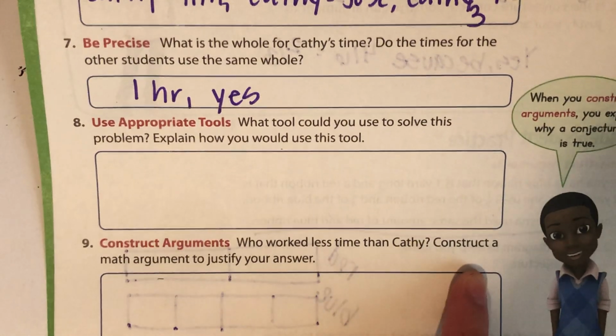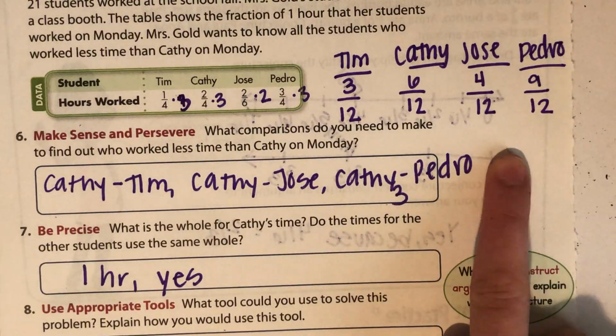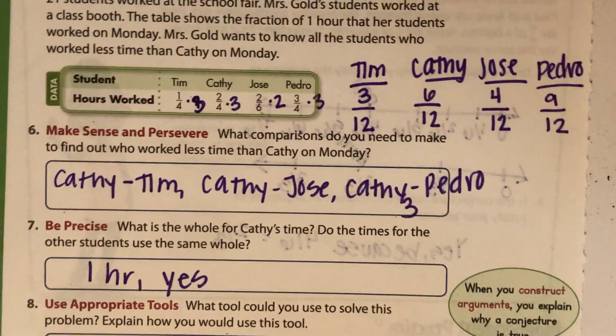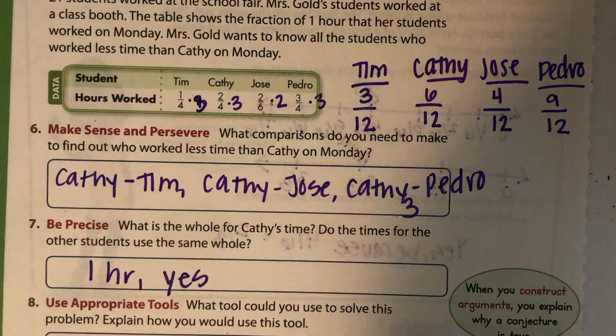Who worked less time than Kathy? Construct a math argument to justify your answer. Use what we just figured out to help you do the rest of that page. Also, remember to turn in your things on Google Classroom.